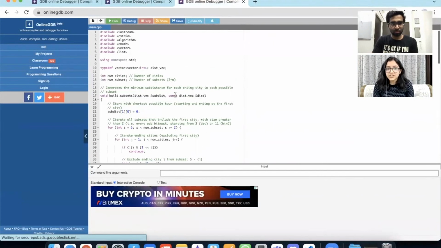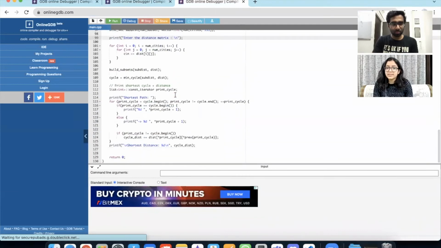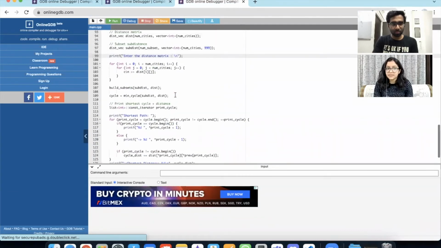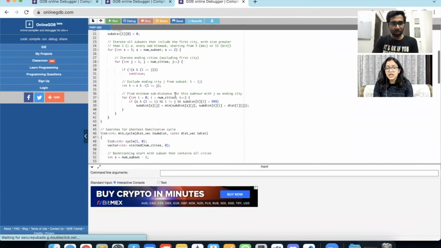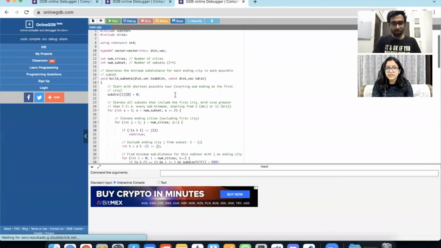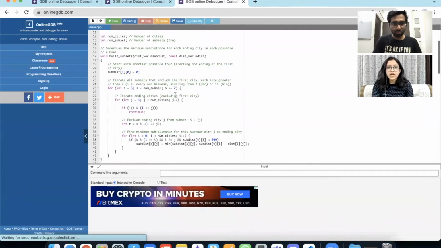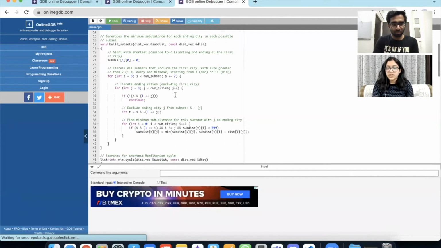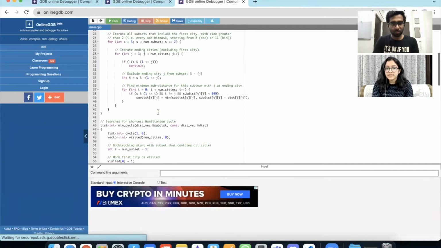In the main function, we take input of the number of cities from the user and then create a subset of 2 to the power n. We create two vectors, one to store the distance matrix and one to store the subset sub-distance. We then take the distance matrix as input. We call the function build subsets, which generates the minimum sub-distance for each ending city in each possible subset.